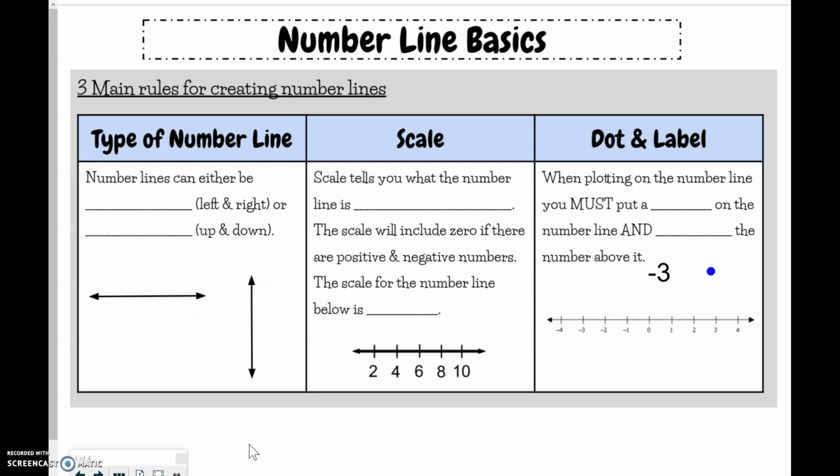We were talking about number line basics, and there were three main rules for creating number lines. First, there are two different types of number lines. Number lines can either be horizontal, meaning left and right, or they can be vertical, up and down.